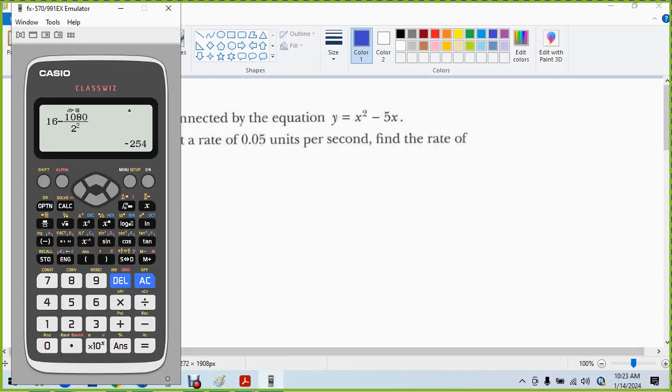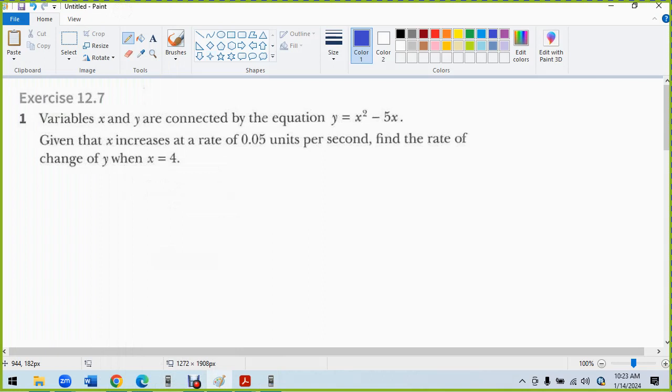So we look at exercise 12.7, rate of changes. The y is this one. So x increased at a rate of 0.05 unit per second. That means dx/dt is equal to 0.05. The question wants us to find the rate of change of y, that is dy/dt when x equals 4.